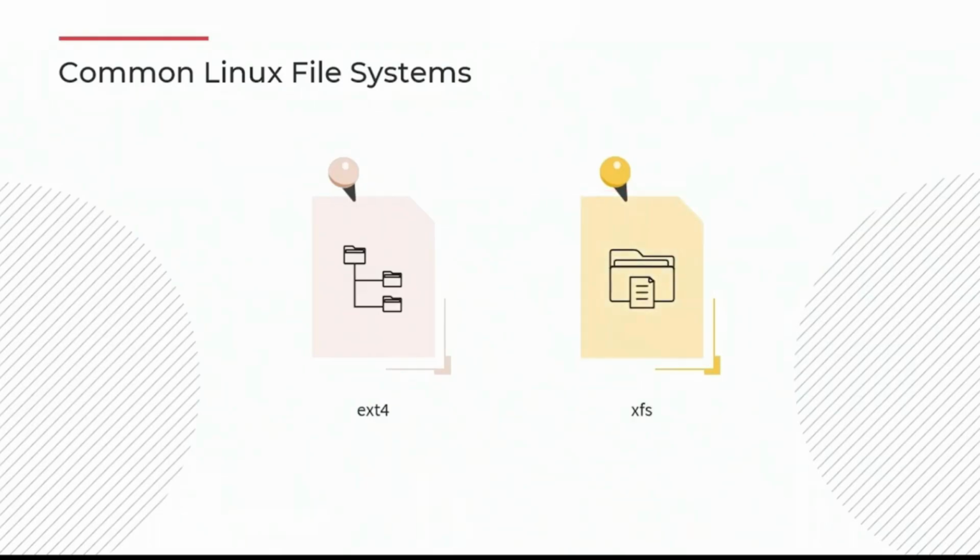XFS is another popular option in Red Hat. It's suitable for handling large amounts of data and is known for its high performance. RHEL often uses XFS by default for newer systems. Each file system has its strengths. For example, if you're setting up a server to store large amounts of log data, XFS might be a better choice. But for a regular desktop or basic server, Ext4 works well.